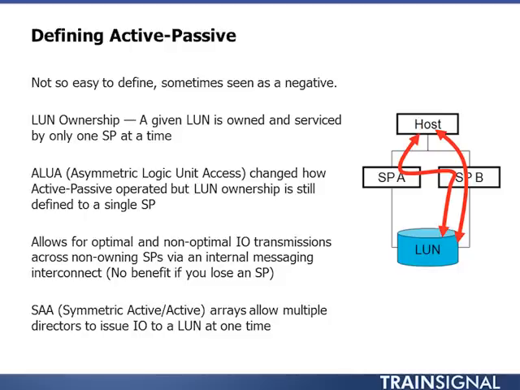So what I want you to take from this slide is that EMC markets the VNX as an active-active array, but it is an asymmetric active-active array. And what makes it asymmetric is ALUA, the ALUA failover capabilities. But to me, it still is an active-passive array. That LUN is still owned by a single SP at a time.